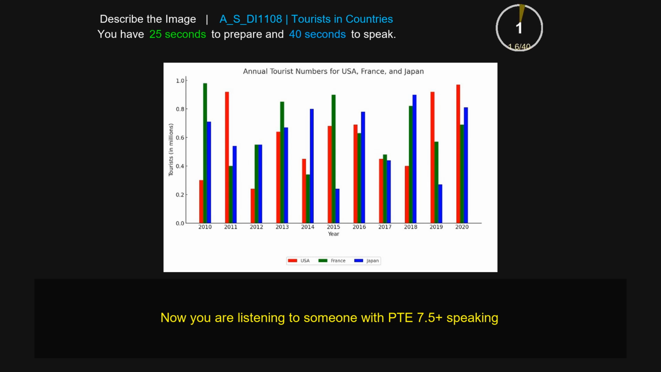The graph provides a clear overview of annual tourist number of USA, France, and Japan. Firstly, I can talk about the x-axis, which represents several years: 2010, 2011, 2012, 2013, up to 2020. In addition, I can talk about the y-axis, which indicates various values: 0.0, 0.2, 0.4, up to 1.